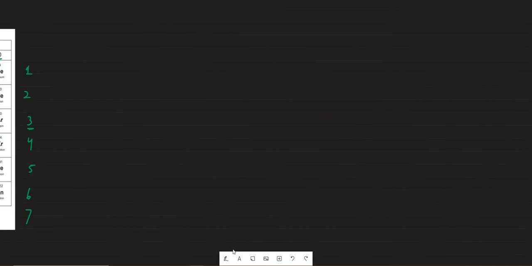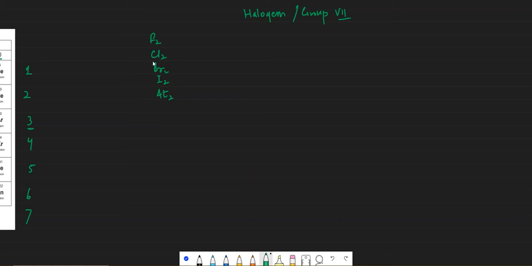Now moving on to another group, that is halogens. We are going to discuss halogens now. Halogens are group 7 elements. You have fluorine, chlorine, bromine, iodine, astatine. All of them are diatomic. Down the group, their reactivity decreases.